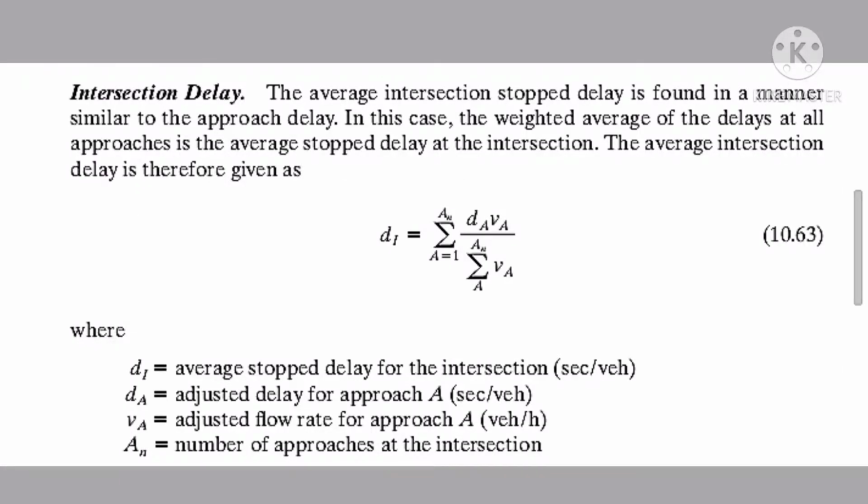Intersection delay. The average intersection stop delay is found in a manner similar to the approach delay. dI equals summation of dA times VA over summation of VA, from A equals 1 to A. That is equation 10.63.